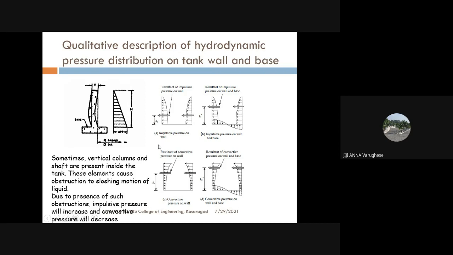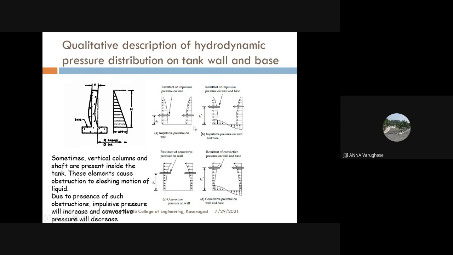This represents the distribution pattern of the impulsive hydrodynamic pressure and convective hydrodynamic pressure acting on the sidewall. We know the impulsive mass is located towards the base, so the maximum value of impulsive pressure occurs at the bottom, whereas it is zero at the top. The convective pressure is due to water present at the top surface, so its value is maximum at the top and minimum at the bottom. We can see a non-linear distribution for both hydrodynamic pressures acting on the wall. We can locate the centroid of this pressure diagram at heights HI and HC from the base of the sidewall.